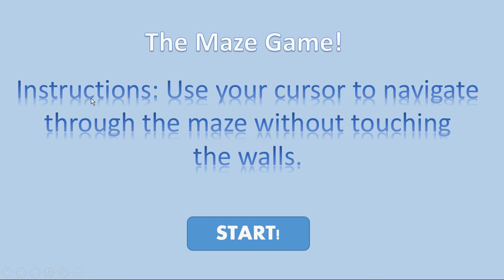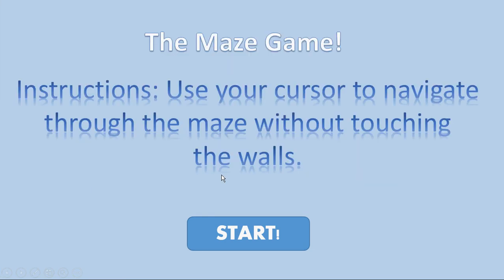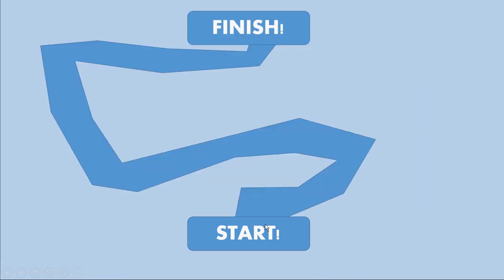So, the maze game. Instructions. Use your cursor to navigate through the maze without touching the walls. Seems simple enough. Start. Move through the maze. I don't think I can do this. Oh, my hand's getting a little shaky. Oh. All right. Well, I went back to the beginning, so I can try again. We'll try it again. Give it another chance.